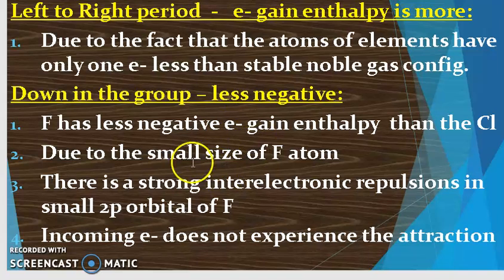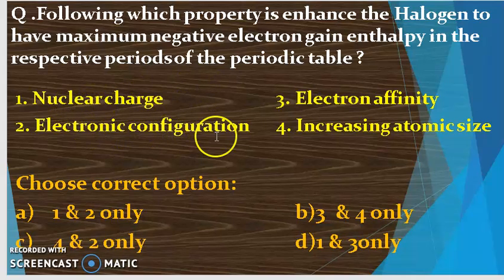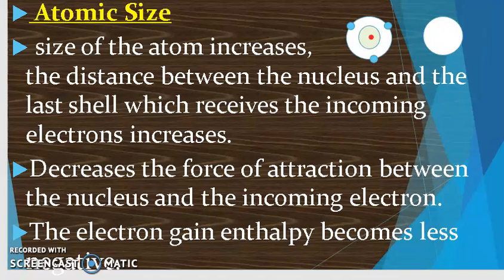First you have to be clear about the concept of what happens to electron gain enthalpy from left to right in the period, and also down the group. This is the situation down the group and left to right in the period. If you check these properties, nuclear charge and electronic configuration, what are the factors that affect the negative electron gain enthalpy? Atomic size, nuclear charge, and electronic configuration: these are the three properties that affect the negative electron gain enthalpy.